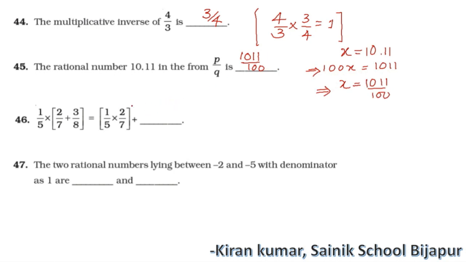Next one, 1 by 5 multiplied by 2 by 7 plus 3 by 8 is equal to 1 by 5 into 2 by 7 plus 1 by 5 into 3 by 8, and we call this property distributivity.